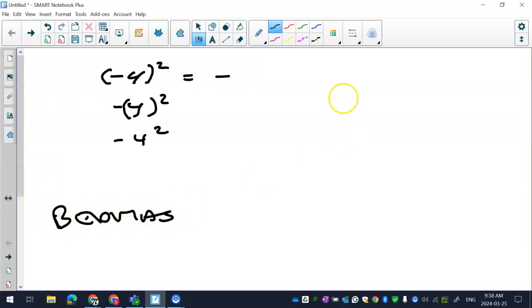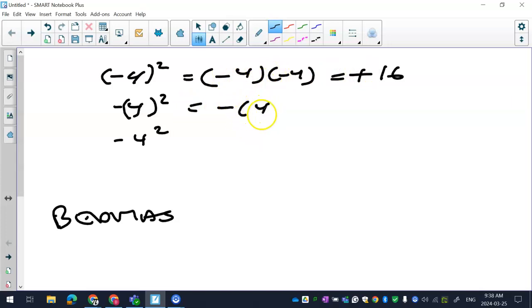BEDMAS or PEDMAS. So what you're going to do is here it's -4 times -4. Okay, so brackets, there's nothing to do in the bracket. And then exponent, it says, give me -4 times -4 to get 16 positive, right? -4 times -4 is plus 16. And then here, this is the negative of this times this, right?